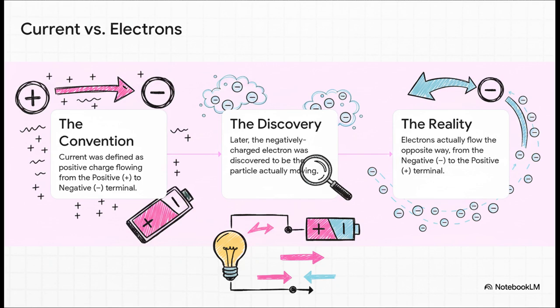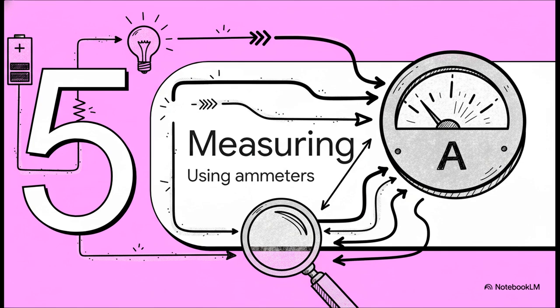They guessed wrong. A while later, we discovered the electron, realized it was negatively charged, and figured out that the electrons actually flow the opposite way, from negative to positive. But by then, the old convention was so baked into every textbook and diagram that we just stuck with it. So even today, when we draw a circuit, we draw the arrows for current pointing one way, even though we know the actual electrons are flowing in the opposite direction. How wild is that?